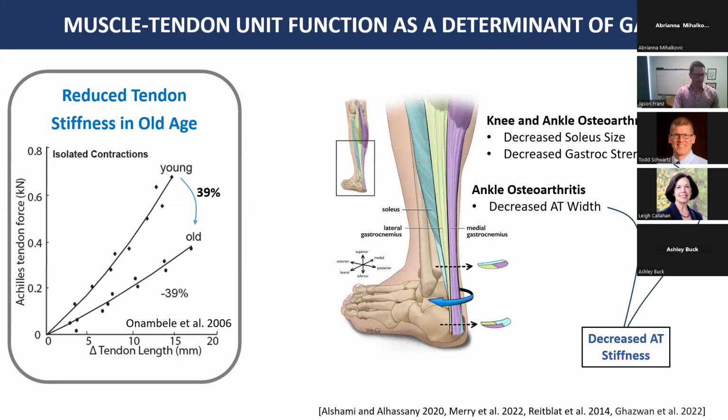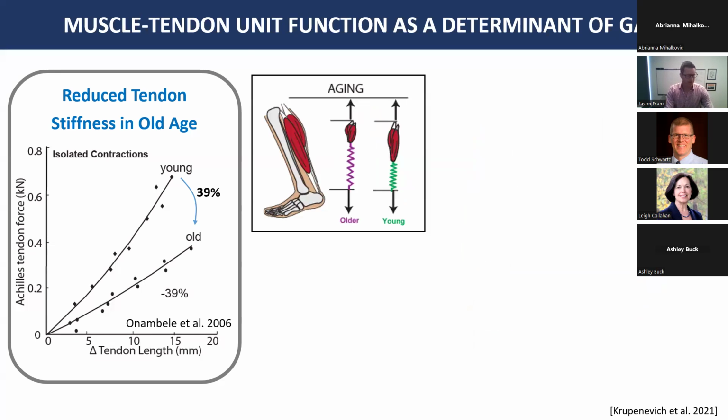But before we do that, just recently going into the literature a little bit, there's some evidence that this could become worse in individuals with osteoarthritis. Knee and ankle osteoarthritis show disproportionately decreased soleus size and decreased gastrocnemius strength. More distally, ankle osteoarthritis has been associated with a decrease in the width of the Achilles tendon. All of these, directly or indirectly, are going to lead to a decrease in tendon stiffness compared to age-matched controls. Let me show you why that would matter.